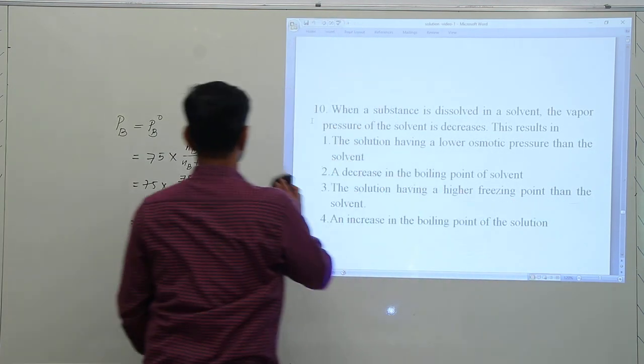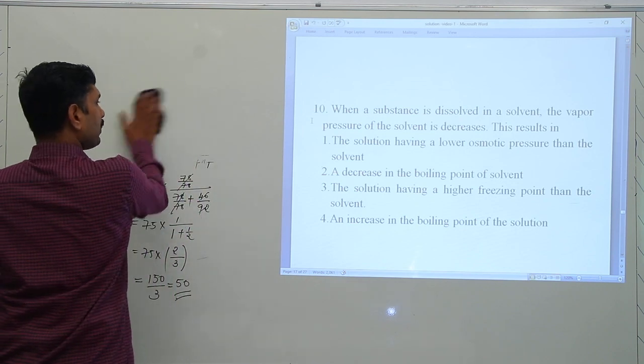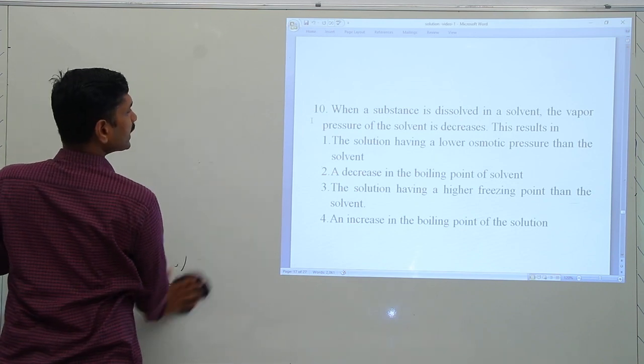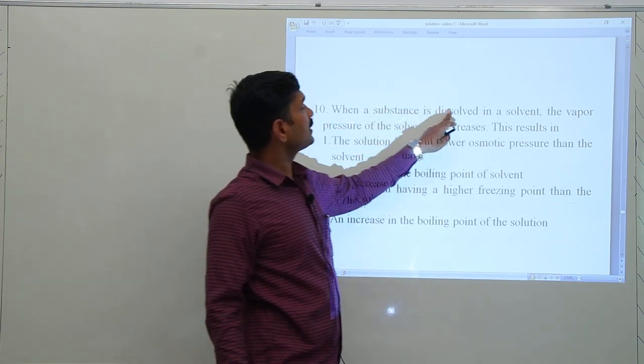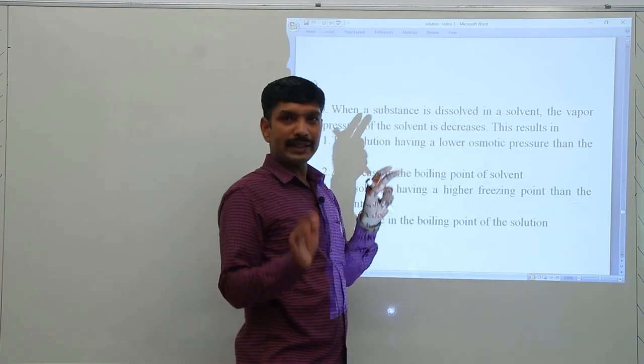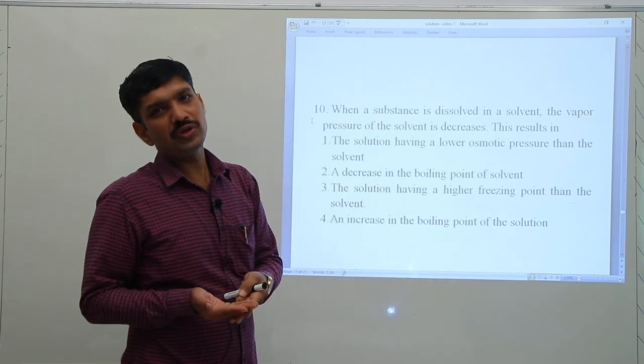When a substance is dissolved, the vapor pressure of the solvent decreases. So when a substance is dissolved in a solvent, the vapor pressure of the solvent decreases. Automatically, the boiling point of the solution goes on increasing.